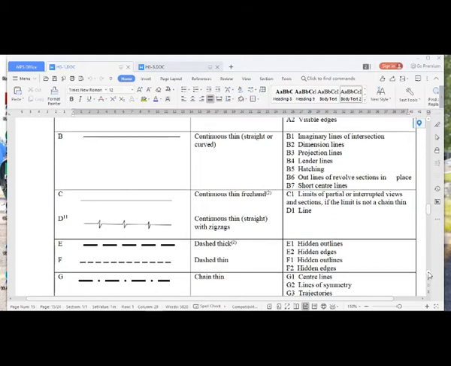Similarly, a continuous thin line with zigzags. This is also used for limits of partial and interrupted views and sections, if the limit is not a chain thin line. Similarly, a dashed thick line. It is used for hidden outlines, hidden edges. Similarly, dashed thin lines also.